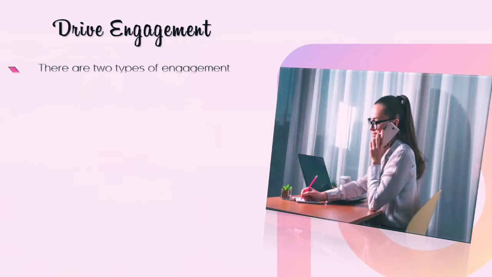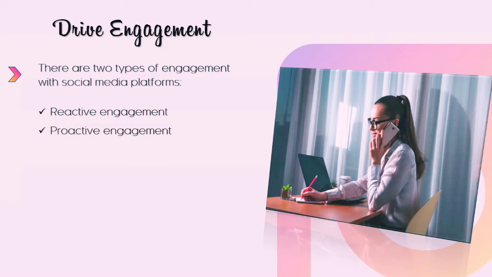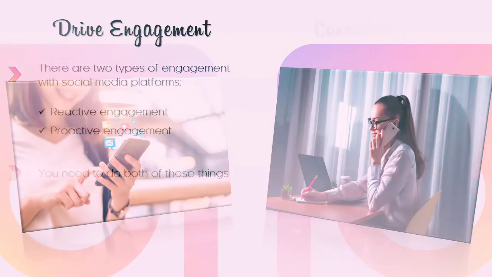Drive engagement. There are 2 types of engagement with social media platforms. 1. Reactive engagement. This is where you respond to direct messages, mentions, and comments. 2. Proactive engagement. You make the first move here to engage with others. This is the best way to create a buzz about your ad and your business. You need to do both of these things. When users respond to your ad with comments, for example, then you need to respond quickly. Users will be keen to see that there is a real human being behind the business.